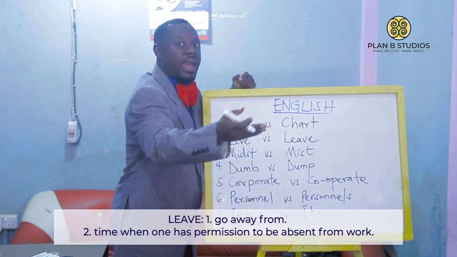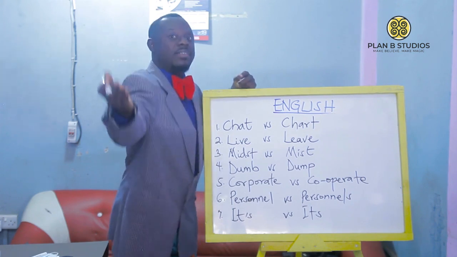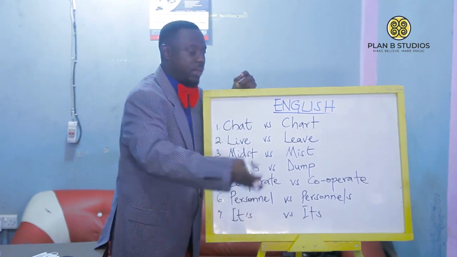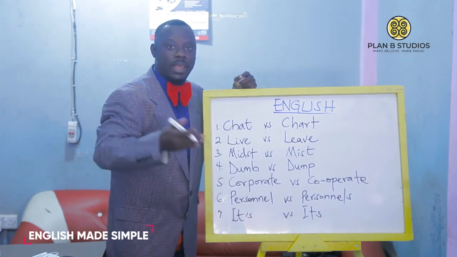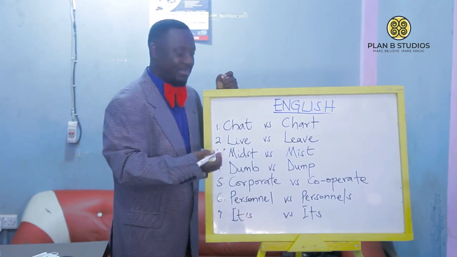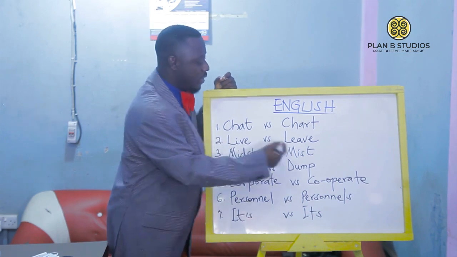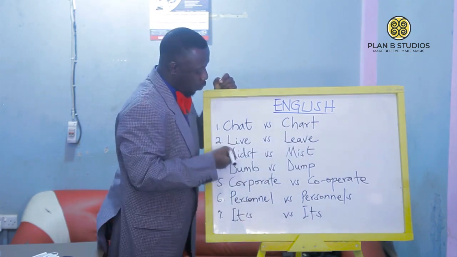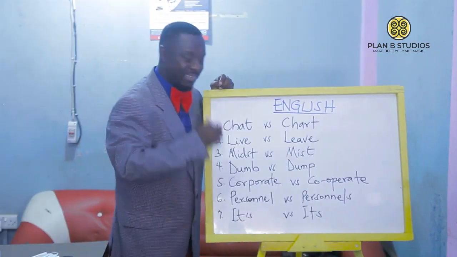I leave at 2. My flight leaves at 6. Then your flight is going to leave at 6 p.m. But if you are saying that I live in Kumasi, I live in Mampong. So if you watch, this one is the short "live." And this one is "leave." So we live and we leave. Very good.